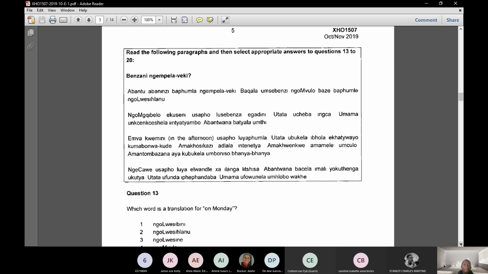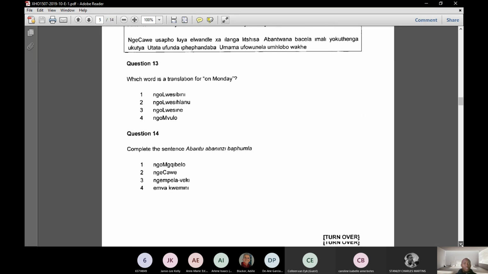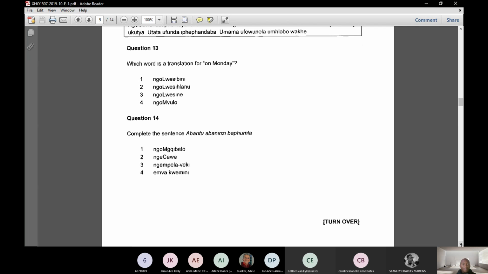Okay. We have to read. I think it's the same thing, is it? Yes, it looks like the same thing. Yeah, this is the same passage. So I'm just going to go straight to question number 13.